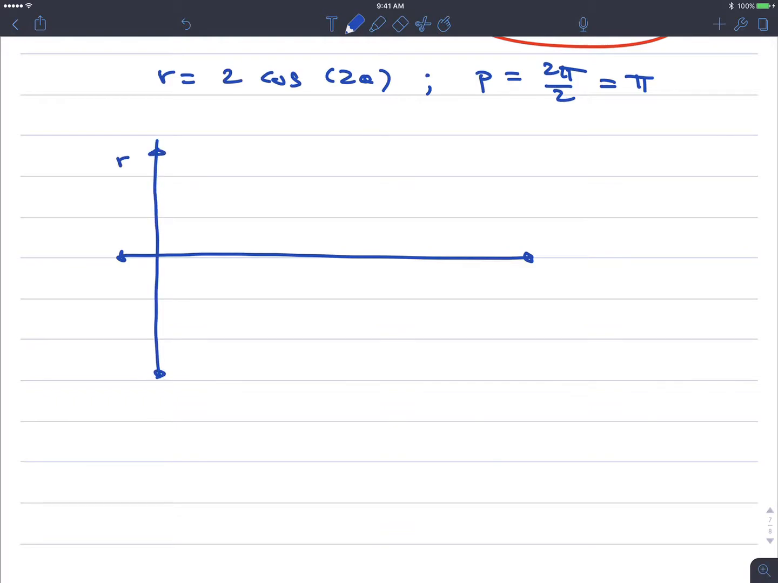R theta. This will be pi. What is this? Pi over 2. And what is this? Pi over 4. And what would this be? 3 pi over 4.